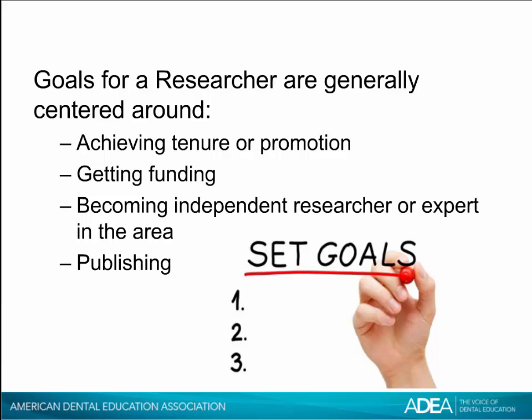All right. For a researcher, the goals are generally centered around 4 categories. The first milestone is achieving tenure or promotion, then attaining funding to support your research, becoming an independent researcher or an expert in your focused area, and of course, presenting and publishing your research. Goals around these are generally not mutually exclusive, but are interdependent.